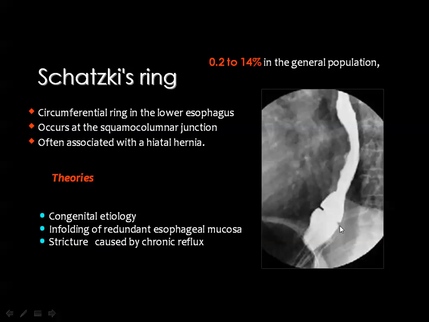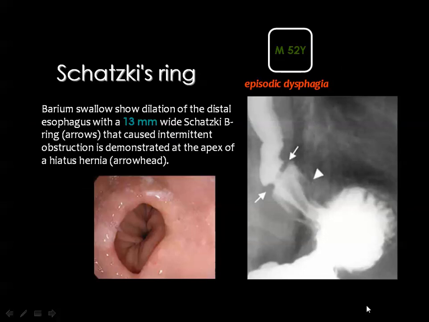This is the typical appearance of the ring, and distal to the ring you can see part of the stomach above the diaphragm, and this is the associated hiatus hernia. There are theories for the development of this ring, like a congenital etiology, the enfolding of redundant esophageal mucosa, or stricture caused by reflux secondary to this hiatus hernia. All these are theories for this ring.